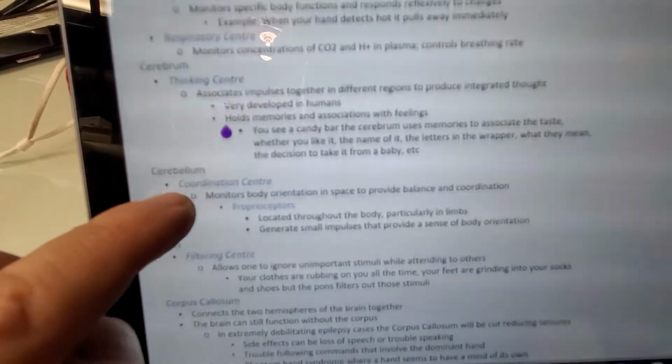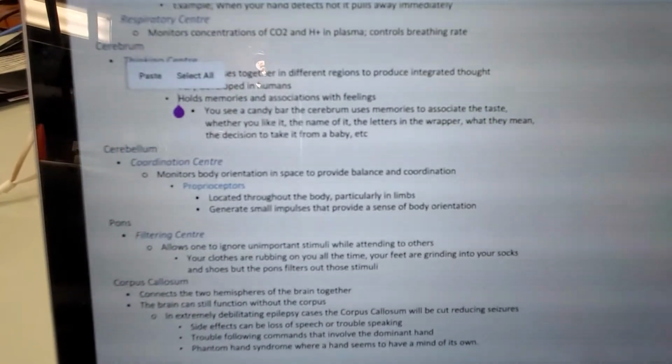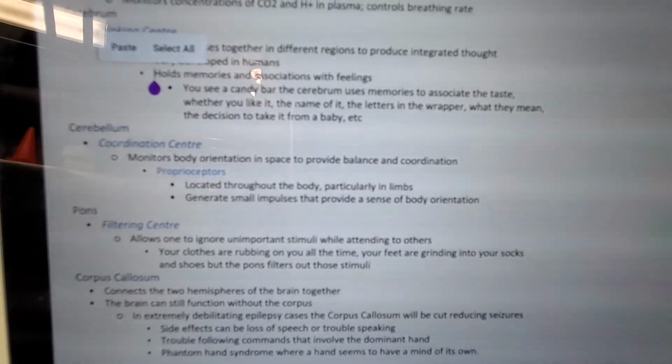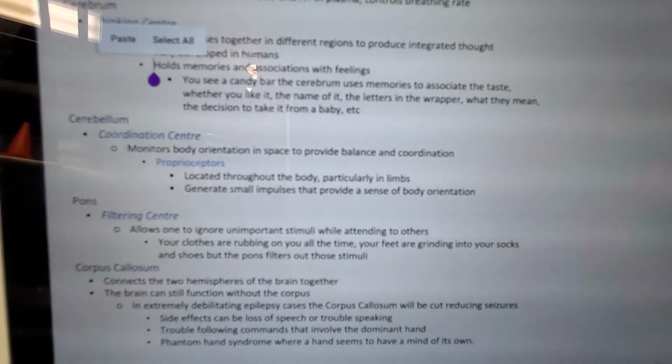Cerebellum is the part of your brain which you definitely don't want to damage. It monitors body orientation in space to provide balance and coordination. So folks like athletes, gymnasts, dancers have a really developed cerebellum because they have to know where their body is in space. This is a part of your brain you actually train. When you're a little kid, you're training your cerebellum to learn where your body is in space so that you can walk and you can be upright.